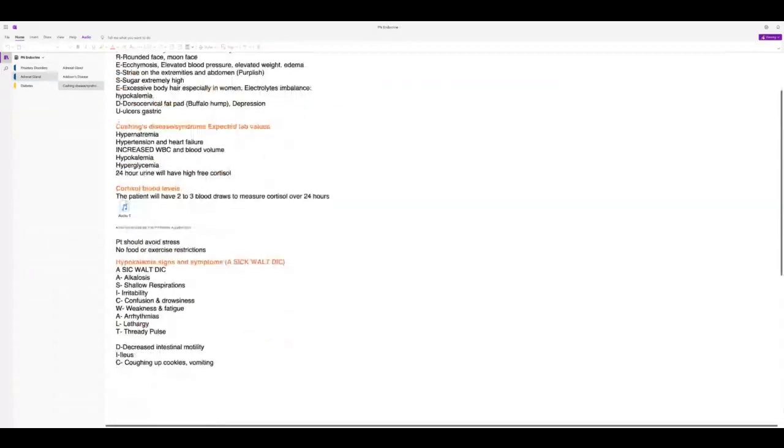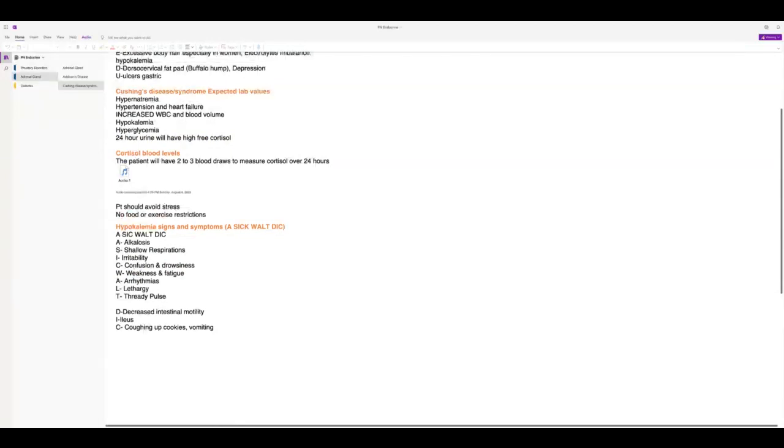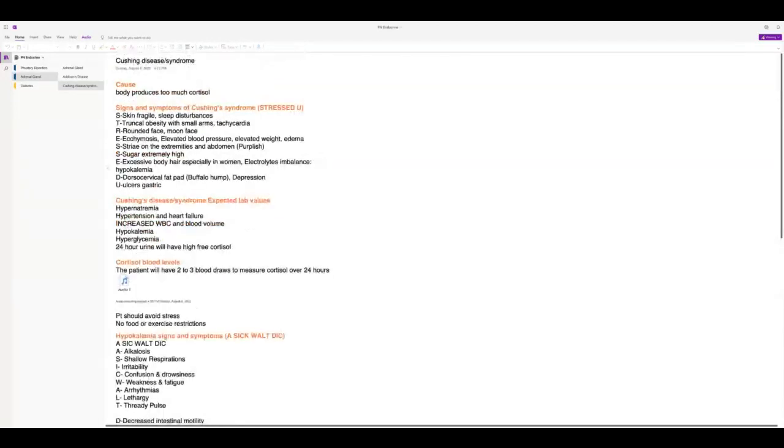Make sure you know the signs and symptoms of hypokalemia. Okay, so remember, like the shallow respirations and decreased intestinal motility and ileus. Okay, and arrhythmias and weakness. So those are the signs of Cushing's disease or syndrome.